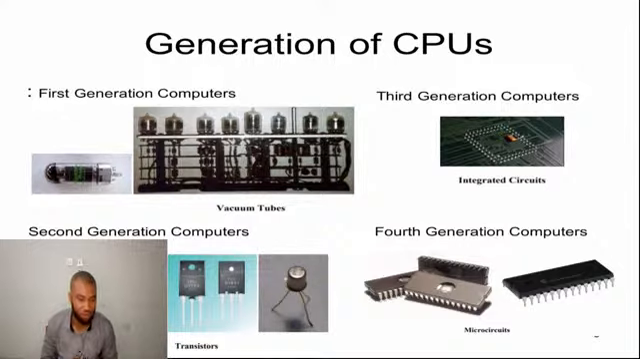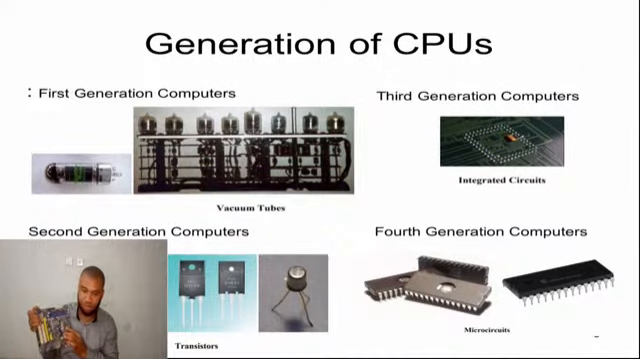In the third generation computer, you have integrated circuits. Integrated circuits are where you have ICs. You have multiple ICs, just like you can see on the screen. You have this CPU made up of ICs.